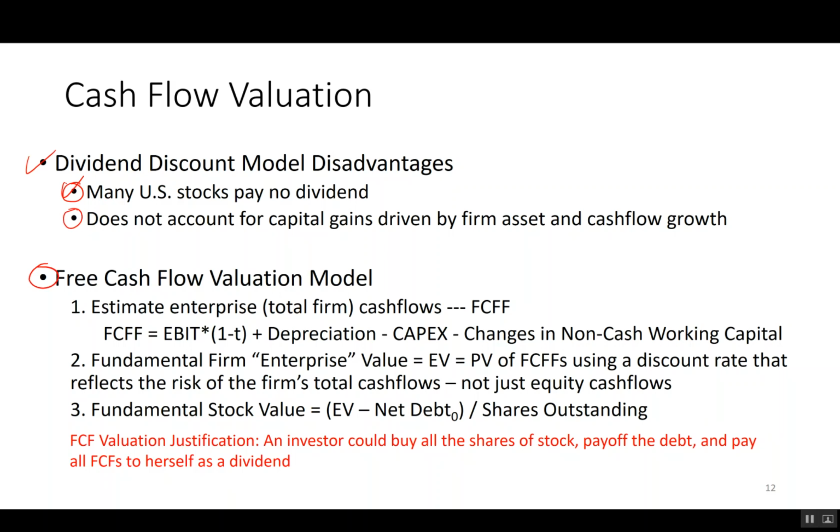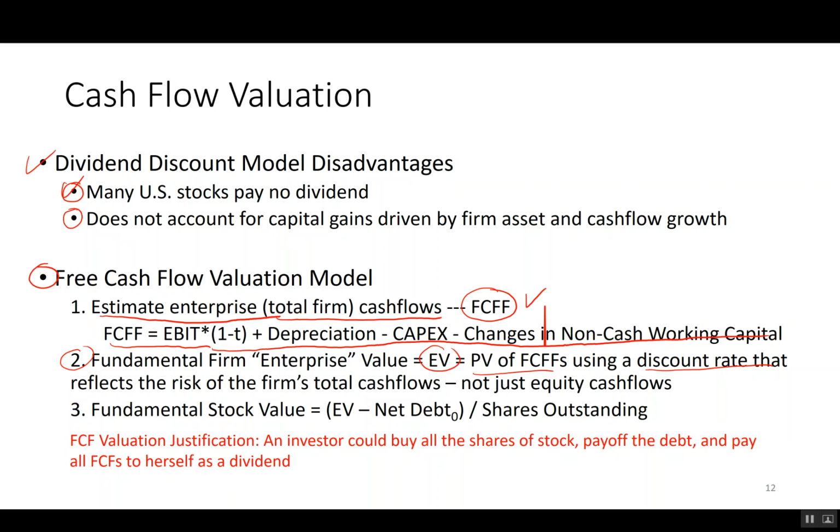How you do the free cash flow valuation model is, the first thing is we're going to estimate enterprise or total firm cash flows. We're going to call those free cash flows of the firm that we discussed in the last topic. Remember, free cash flows of the firm are EBIT, earnings before interest and tax, times 1 minus the tax, add back depreciation, subtract CapEx, subtract changes in non-cash working capital. We'll then calculate the present value of all expected free cash flows of the firm. We'll call that the enterprise value. And we'll make sure the discount rate we use reflects the risk of the total firm's cash flows.